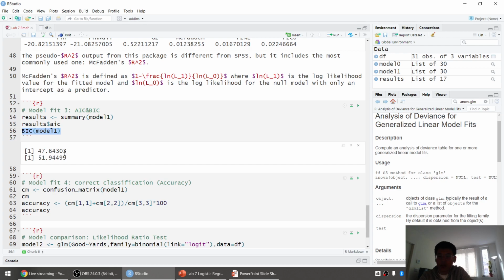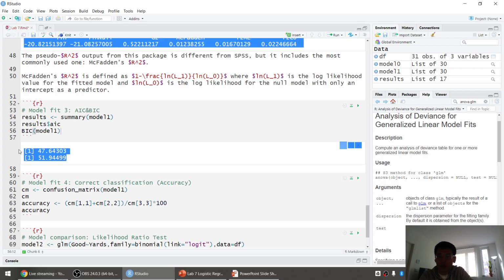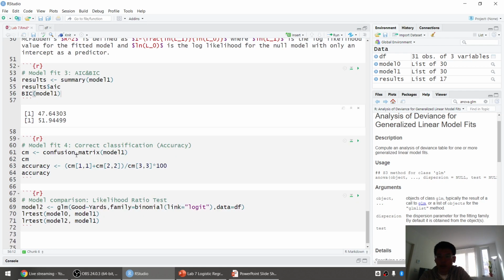Okay, so since we don't have a clear guideline here, we cannot tell much more, but we can see those values are quite big. Usually it's not that big. It's like sometimes even negative, right? So this is not something that we want to see.